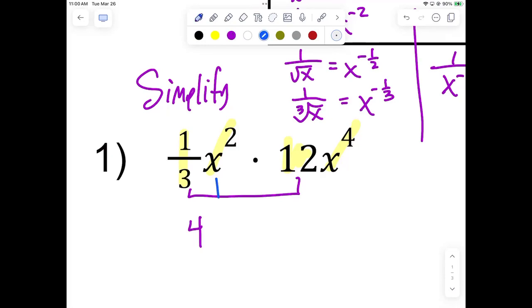We can do the same thing with the x. What's x squared times x to the fourth? What do we do with the exponents when the bases are the same and we're multiplying? We add them. What's 2 plus 4? 6. So that simplifies to 4x to the 6th. Okay.